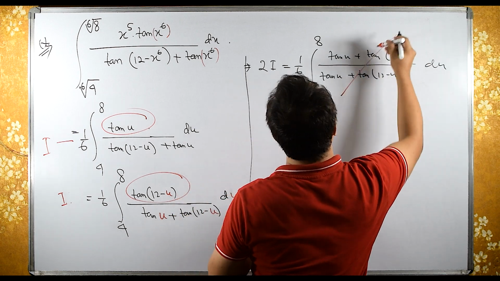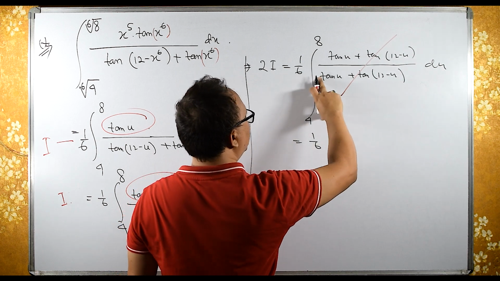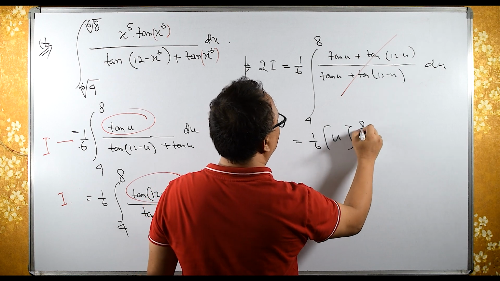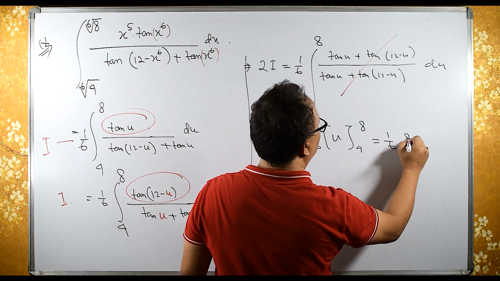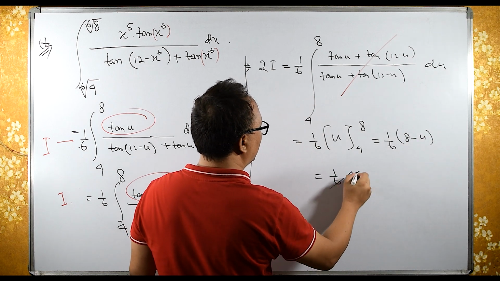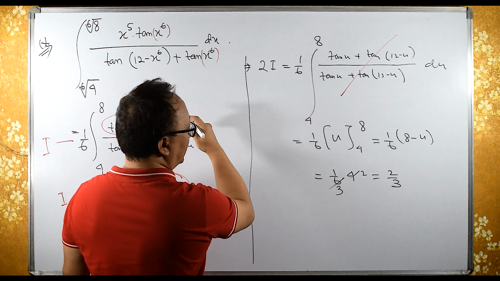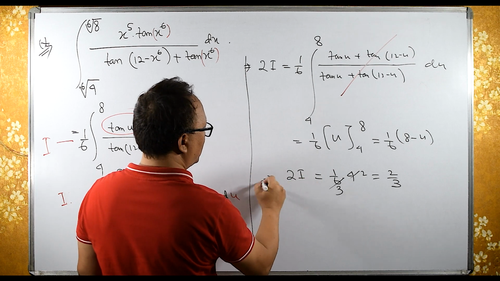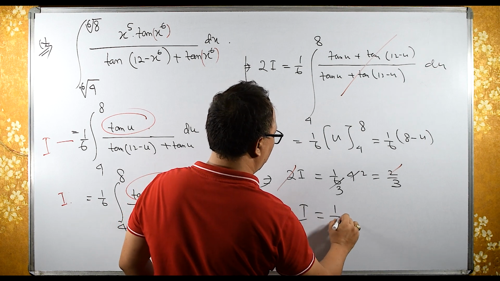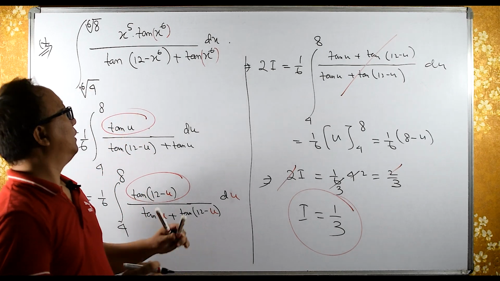So this gets cancelled. We have 2I equals 1 by 6, and then the integral of 1 with respect to u becomes u, and the limit is from 4 to 8. Here 1 by 6 times 8 minus 4, which is 4. 1 by 6 into 4, here 2 threes are 6, 2 twos are 4, so we have 2 by 3. On the left hand side we have 2I, so this 2 and 2 get cancelled. Therefore I equals 1 by 3. This is the required answer for this integral.